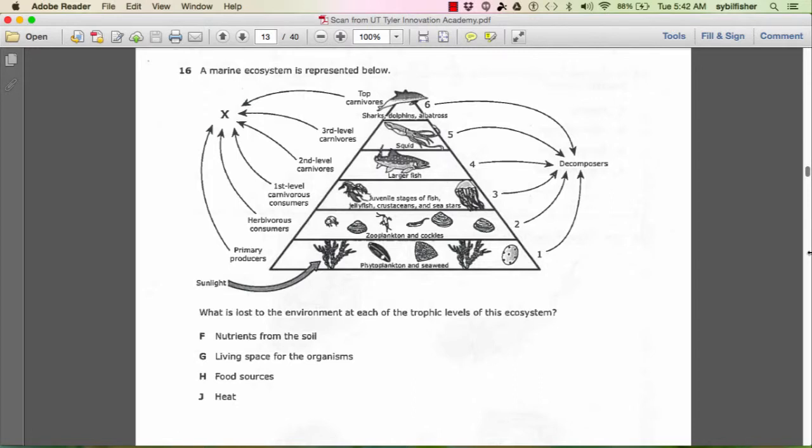F. Nutrients from the soil. G. Living space for organisms. H. Food sources. J. Heat.